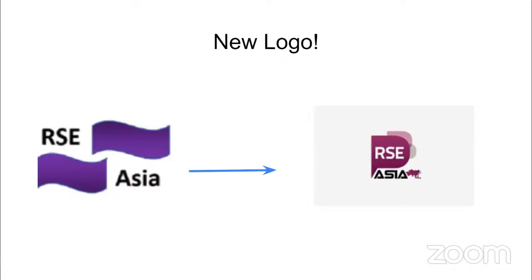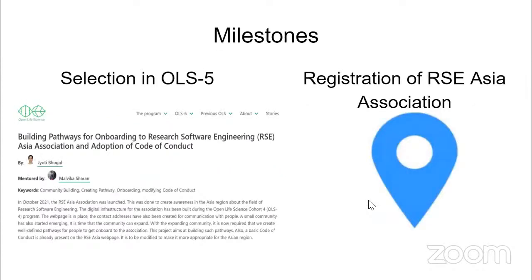The inception of RSC Asia Association goes back to September 2021, when our idea of starting it got the support of the experts from OLS 4 cohort. Back then, we started with a very basic logo, and with OLS 5, we progressed and had a new logo for us, and that's a small new one over there. Apart from that, I want to share the milestones that we stepped on.